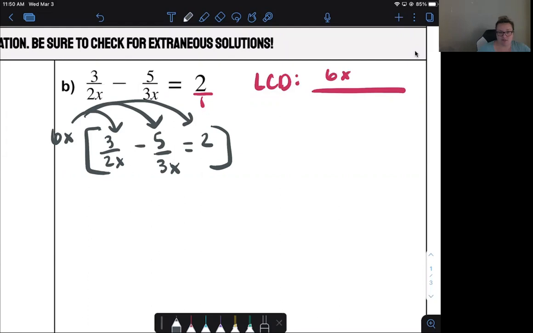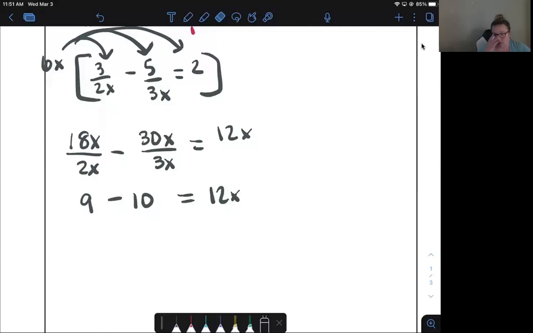Go ahead and give that a shot. All I want you to do is multiply by the 6x and then simplify. What do you get? All right, so 6x times 3 is 18x over 2x. 6x times 5 is negative 30x over 3x. And then 2 times 6x is 12x.